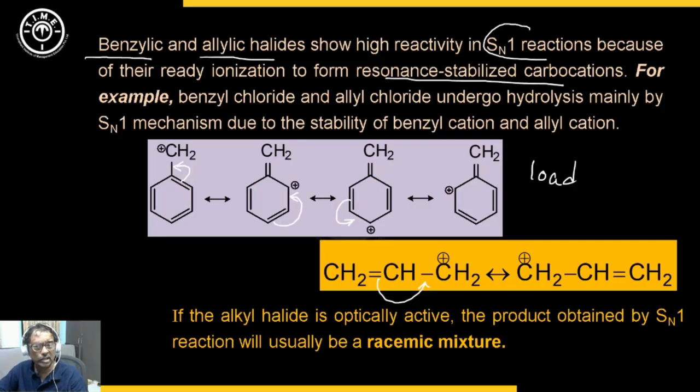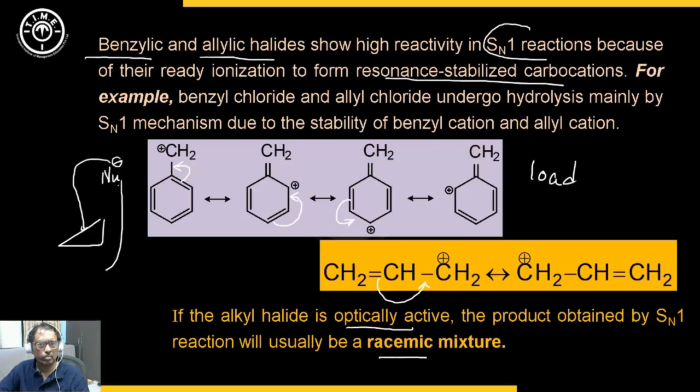Now this is very important. If the alkyl halide is optically active, then the product obtained is a racemic mixture, meaning you get a pair of enantiomers. Now we got the carbocation there as an intermediate. Carbocation, you know, has a trigonal planar structure. So a nucleophile can come and attack this carbocation either from top or from bottom. So from top, if you get an object, from bottom you get an image. So you get a pair of enantiomers.